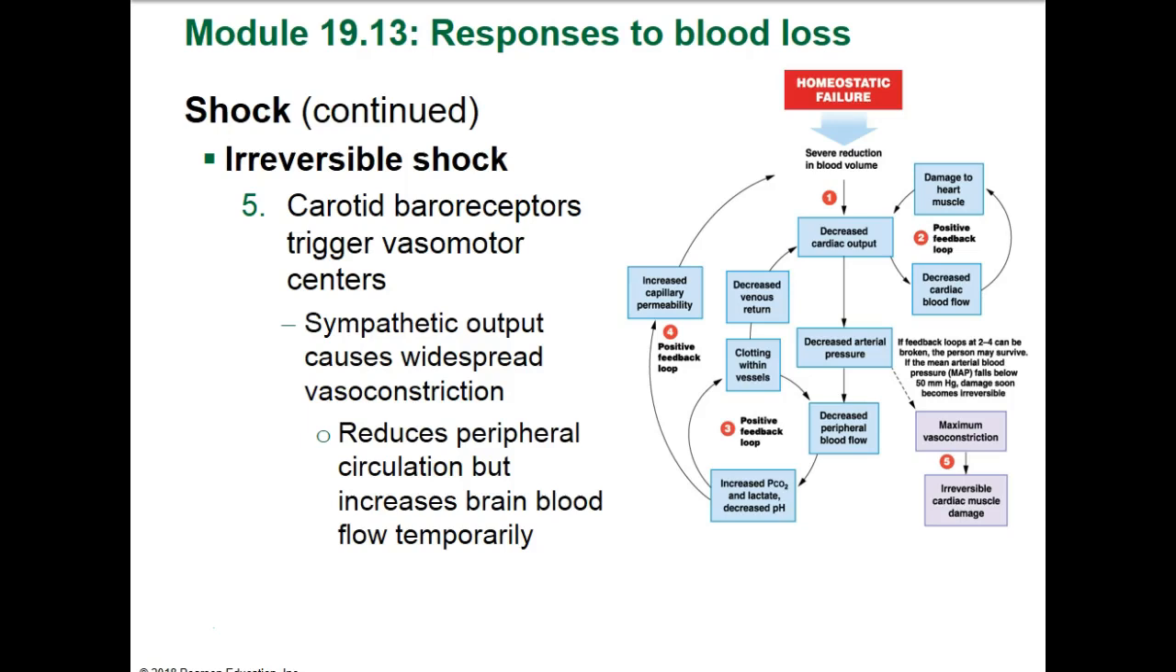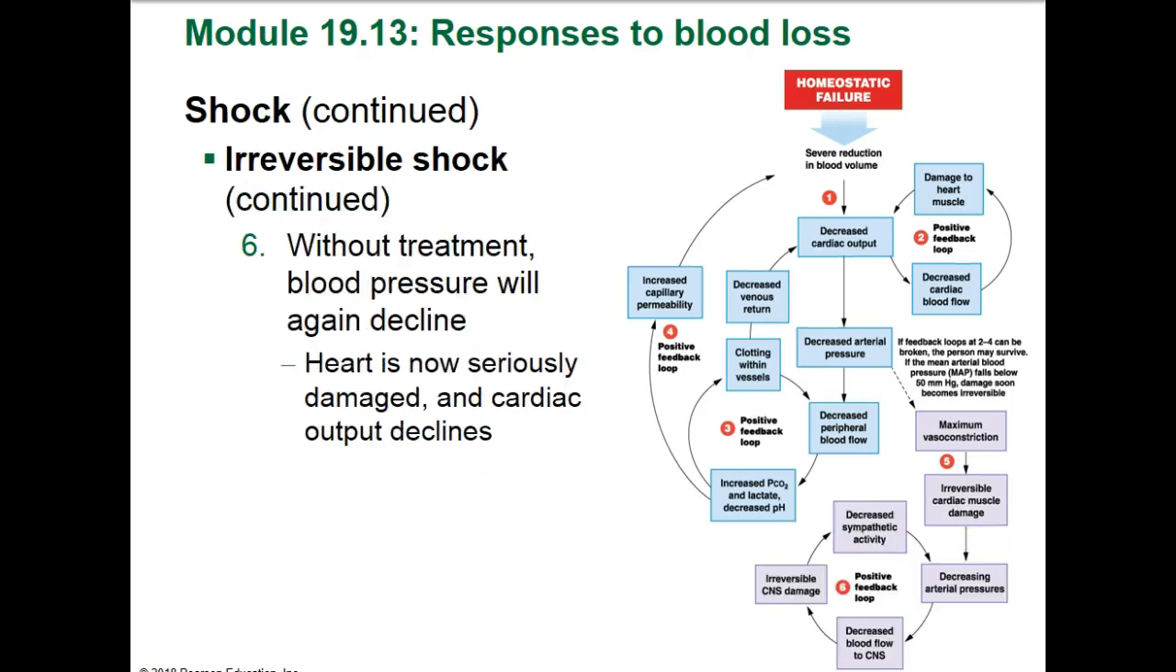The carotid baroreceptors trigger vasomotor centers. Then the sympathetic output is going to cause widespread vasoconstriction. This reduces your peripheral circulation, but it's going to increase the brain blood flow temporarily. It's kind of like a last-ditch effort to preserve certain areas that are vital. Without any treatment, the blood pressure will again decline. The heart now is seriously damaged, and the cardiac output declines even more.